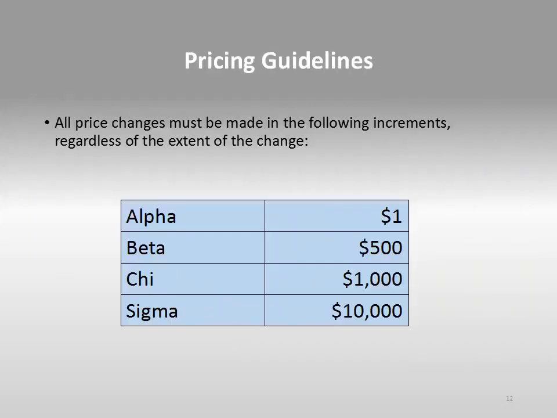Pricing guidelines. You can increase or decrease the prices by as much as you want, but you have to do so in increments that you see here on this chart. So alpha can be raised or lowered in increments of $1, beta $500, chi $1,000, and sigma $10,000. So if you raise the price of alpha from the original $100, you can't say $101.95, okay? You'll probably go to $102 if that were the case.